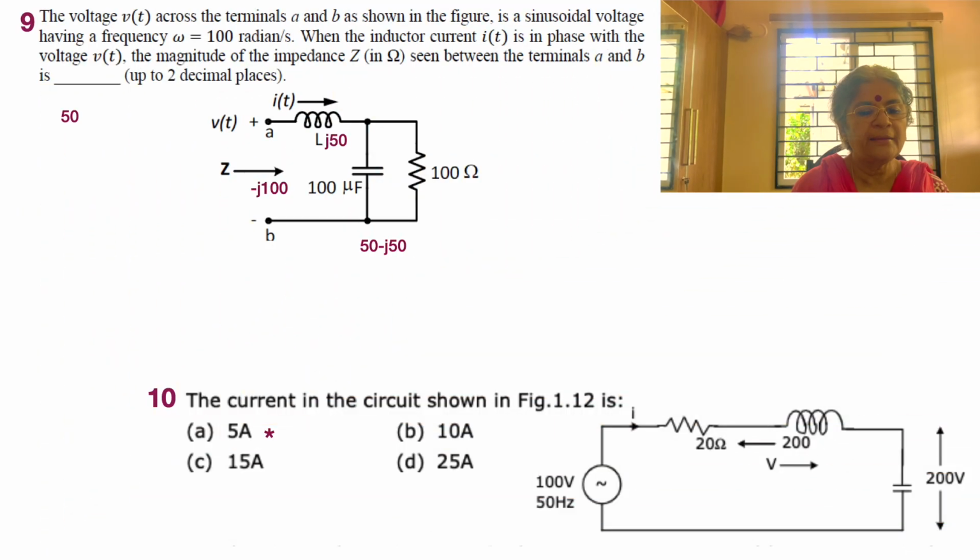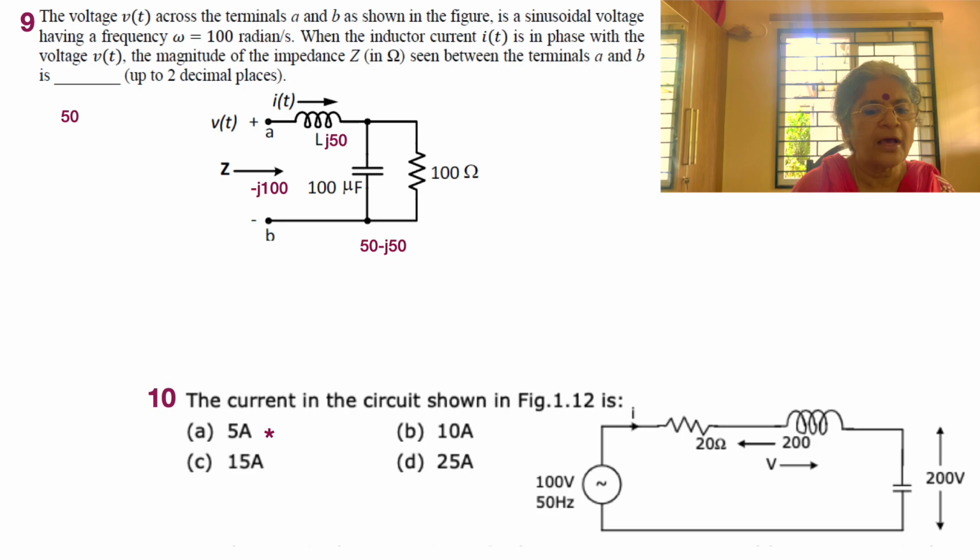Okay, so moving on to the 9th problem. We have more problems in AC because more problems come for the GATE examination. So we have again VT and Z looking into the terminals, where we see VT is the applied voltage across AB. We see IT flowing through an inductor. Then we have a capacitor of 100 microfarad and a resistor in parallel to it as 100 ohms.